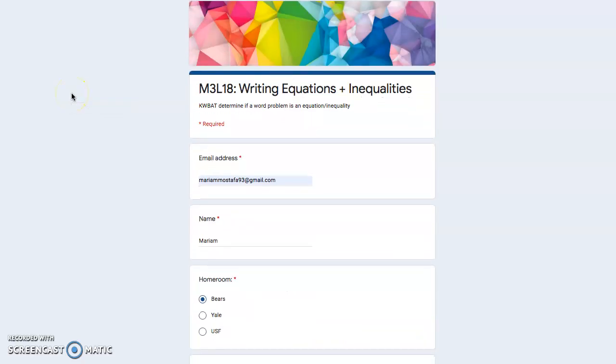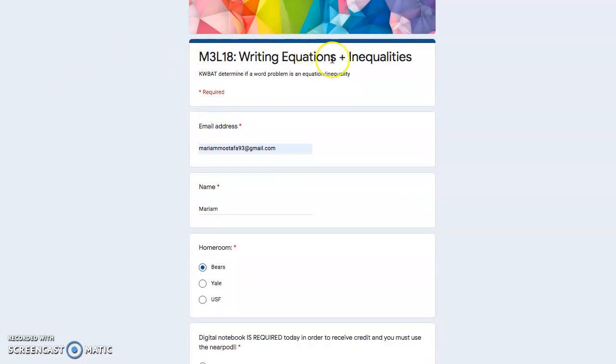Okay, so here is today's lesson. It's basically what we did yesterday, but you are actually going to have to solve the inequality and write the inequality slash equation. So you're going to determine if a word problem is an equation or an inequality, and then you're actually going to solve it.